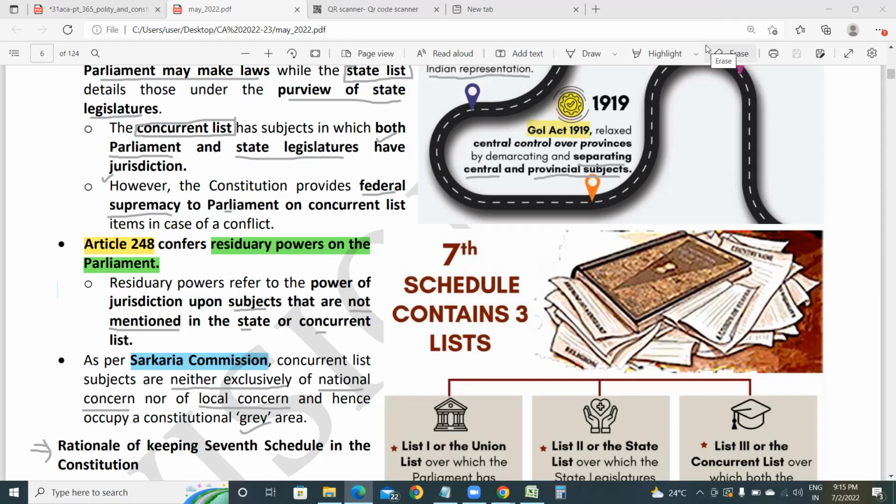As per the Sarkaria Commission, these are subjects which are neither exclusively of national concern nor of local concern, and hence occupy a constitutional gray area. Gray area as in which is not clearly mentioned or which is not defined anywhere. Obviously, when any subject comes under residuary power, it is mostly not of national concern or local concern, because if it were of national concern or local concern, it would automatically be under the union list or under the state list.